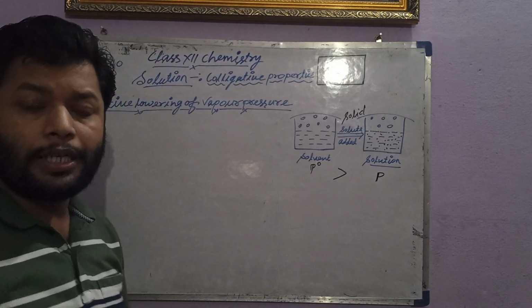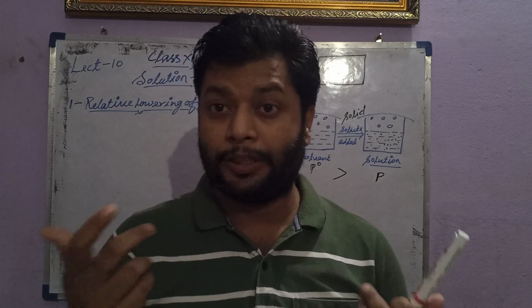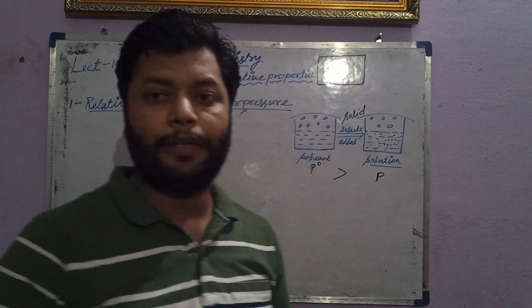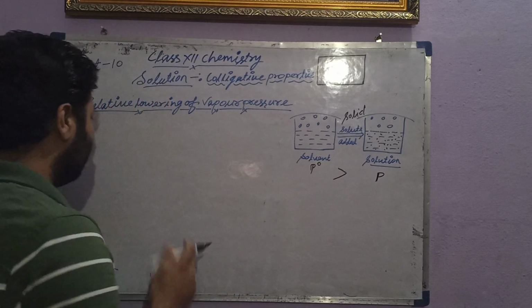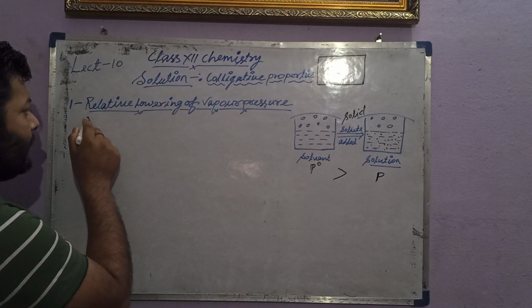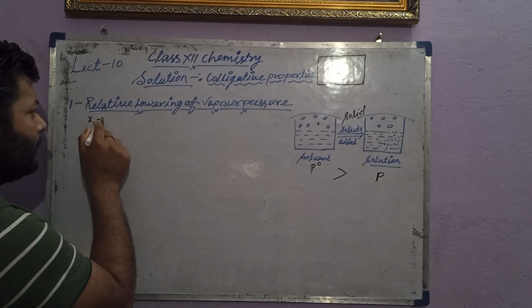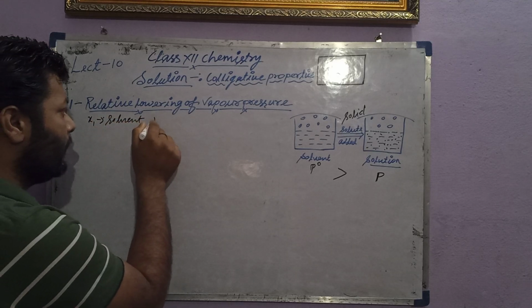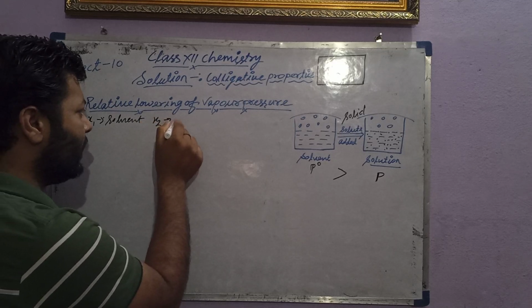So let's start one of the properties of the solution, called relative lowering of vapor pressure. Suppose there are two mole fractions: x1 is the mole fraction of the solvent and x2 is the mole fraction of the solute.